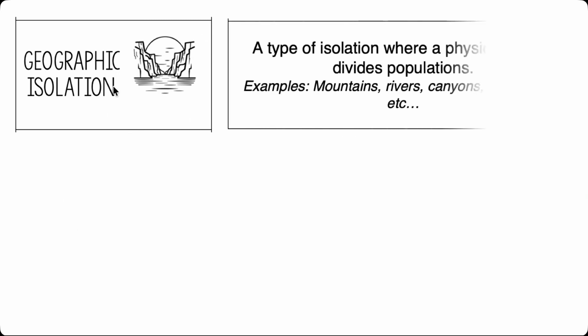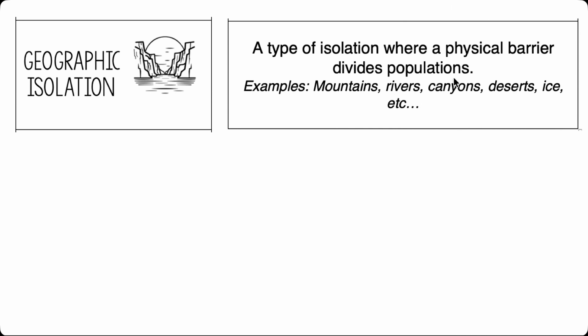So, geographic isolation. It's a type of isolation where a physical barrier divides populations. And this can be mountains, it can be rivers, it can be canyons, it can be a desert that separates you now. It can be ice, it can be any physical barrier that is now separating 2 groups from one another.